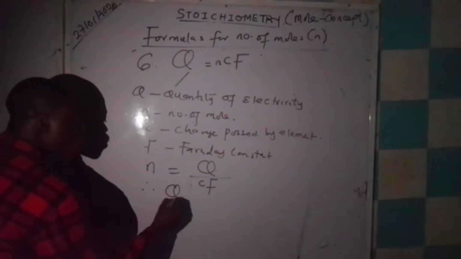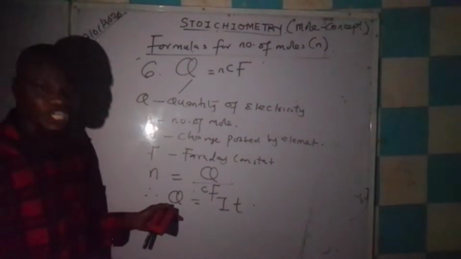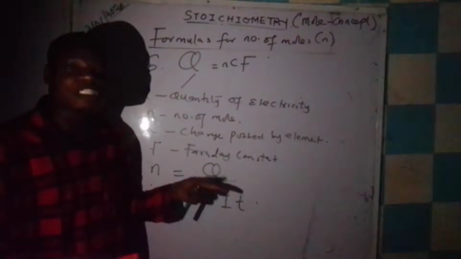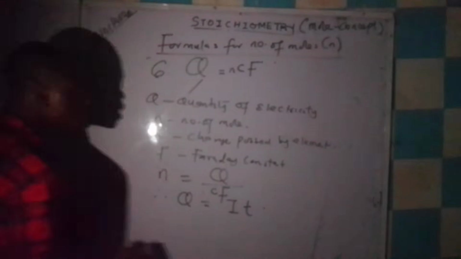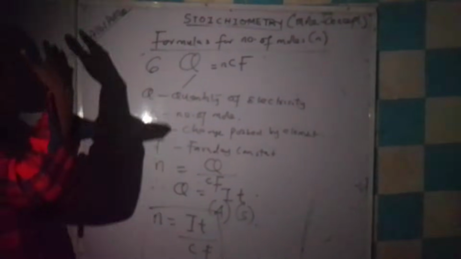Note that the quantity of electricity is equal to current multiplied by time. My current is in ampere, and my time is in seconds. That means anywhere I see my Q, I can say the number of moles equals I T over C F. That's another formula. In the next video, I'll be solving different questions on these formulas for the number of moles.